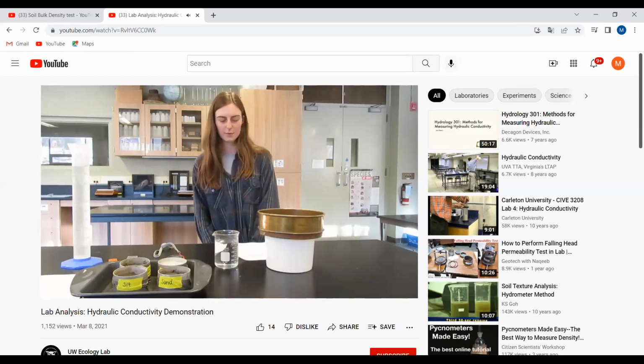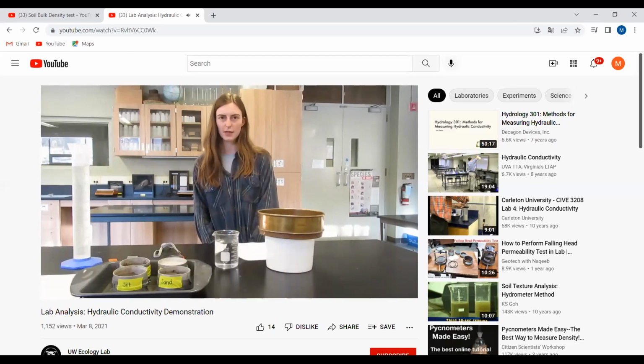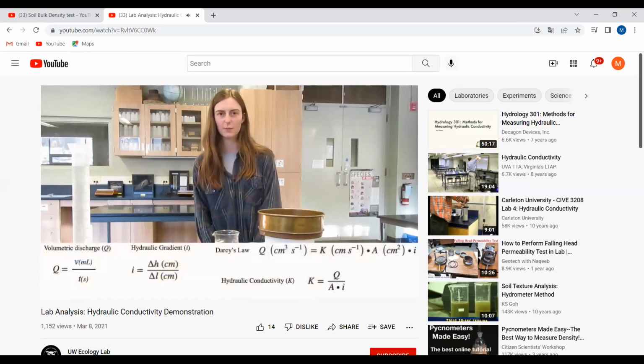Using a special piece of equipment called the Darcy permeameter, we can determine this by the falling head method or a constant head method. We will demonstrate the constant head method, and the volumetric discharge will be measured from the outflow. By knowing the volumetric discharge, hydraulic gradient, and surface area of the sample, the hydraulic conductivity of each material can be determined through the rearranged Darcy's law.